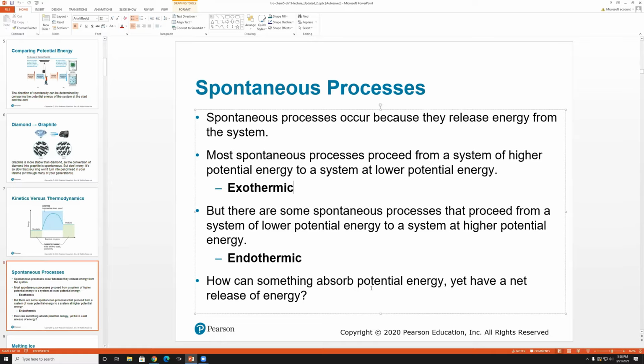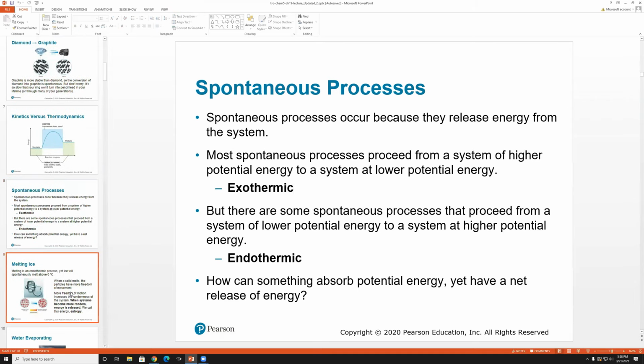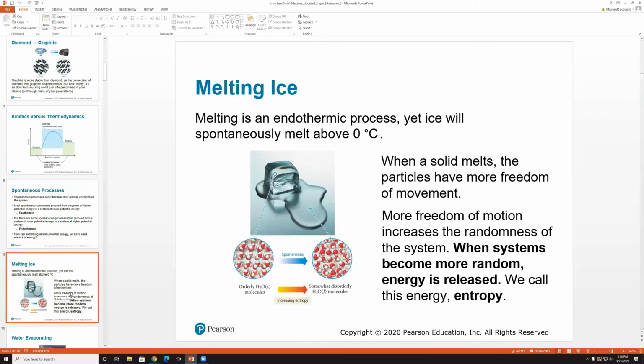So how can something absorb energy yet be spontaneous, but have a net release of energy into the atmosphere, into the surroundings? So here's an example with melting ice. Melting of ice is an endothermic process, right? Because the water molecules are gaining energy in order to go from solid to liquid.